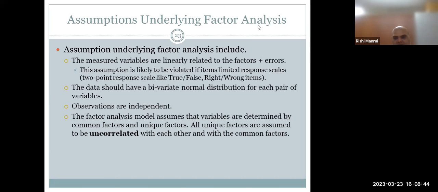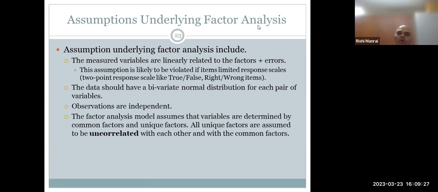Once the data is collected, we do the normality check of the data using this average method. If the normality of all the columns is right, and they are distributed properly, normally distributed, then we go ahead with the factor analysis. Next, observations are independent, and there is no dependency of one observation on another. The factor analysis model assumes that the variables are determined by common factors and unique factors. All unique factors are assumed to be uncorrelated with each other and with the common factors. So there should be no correlation among the factors.